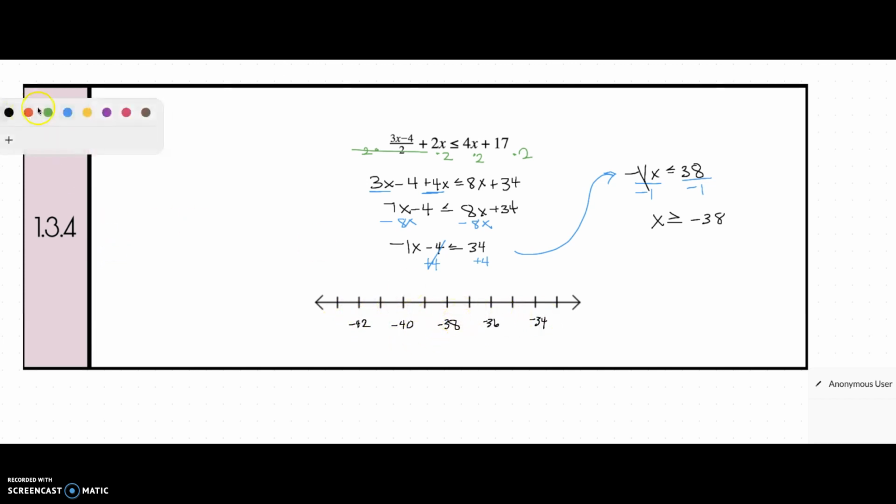So now I want to look at if I'm going to have an open or closed circle. And I notice that I have the line underneath, so I do want to have a closed circle on negative 38. I'm going to color that in. Then it says x is greater than or equal to. Well, my numbers that are greater than go this way, and so my arrow needs to point this way.